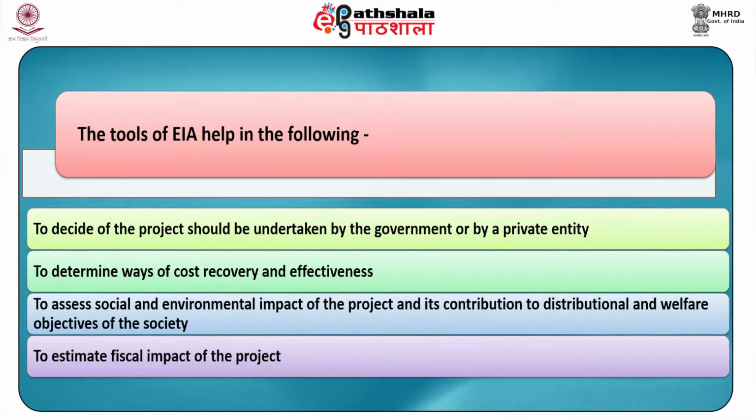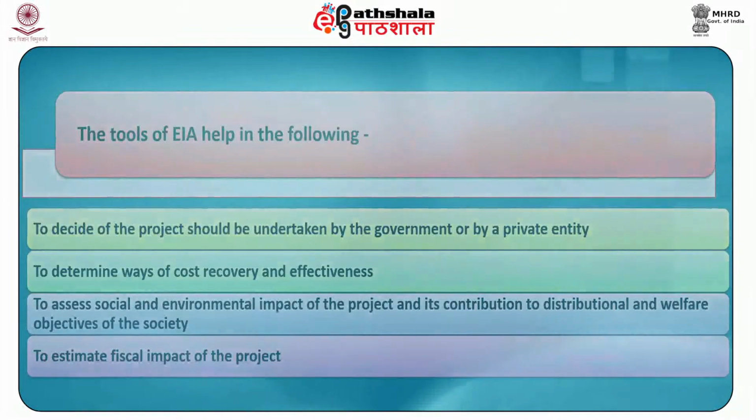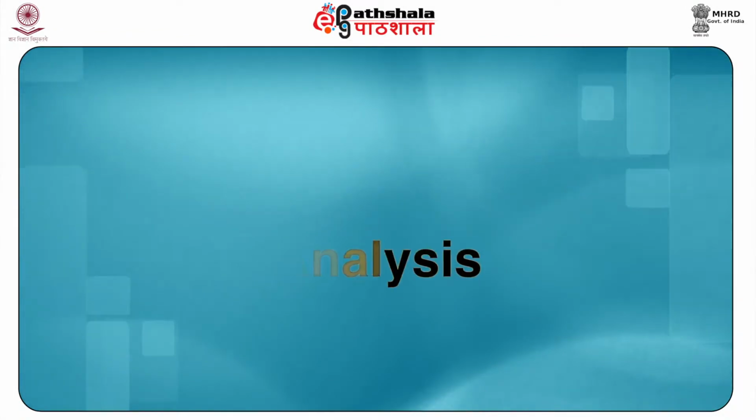In particular, the tools of EIA help in the following: to decide whether the project should be undertaken by the government or by a private entity, to estimate fiscal impact of the project, to determine ways of cost recovery and effectiveness, to assess social and environmental impact of the project and its contribution to distributional and welfare objectives of the society. Now, what are the steps taken in economic analysis?